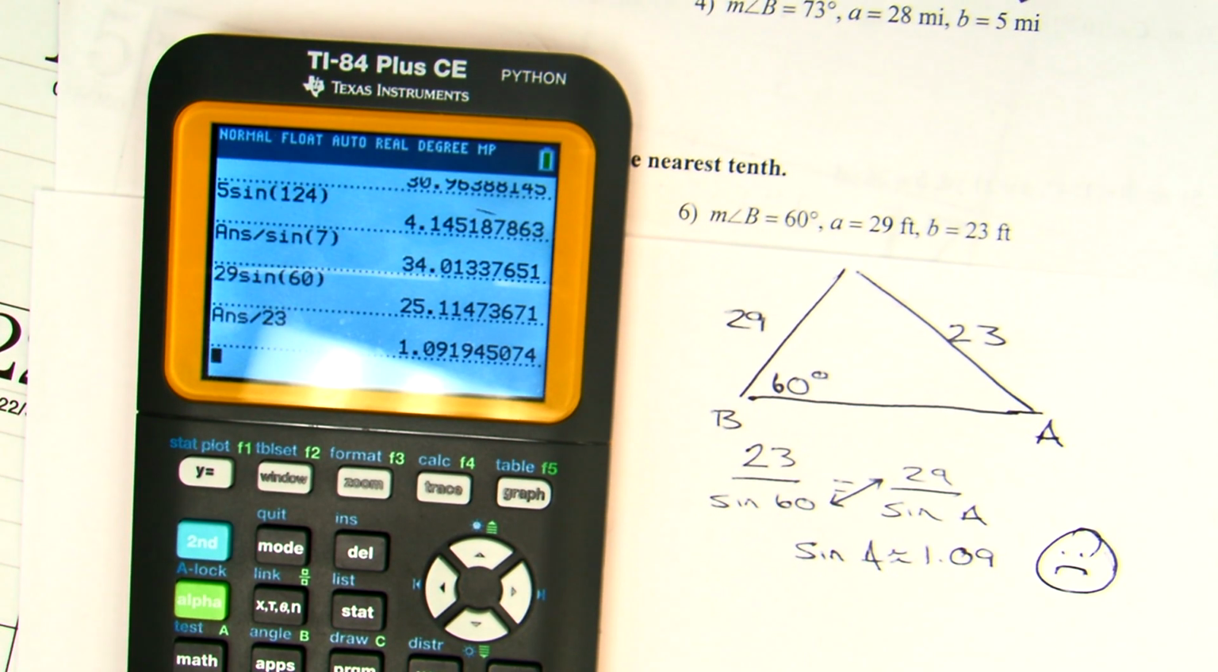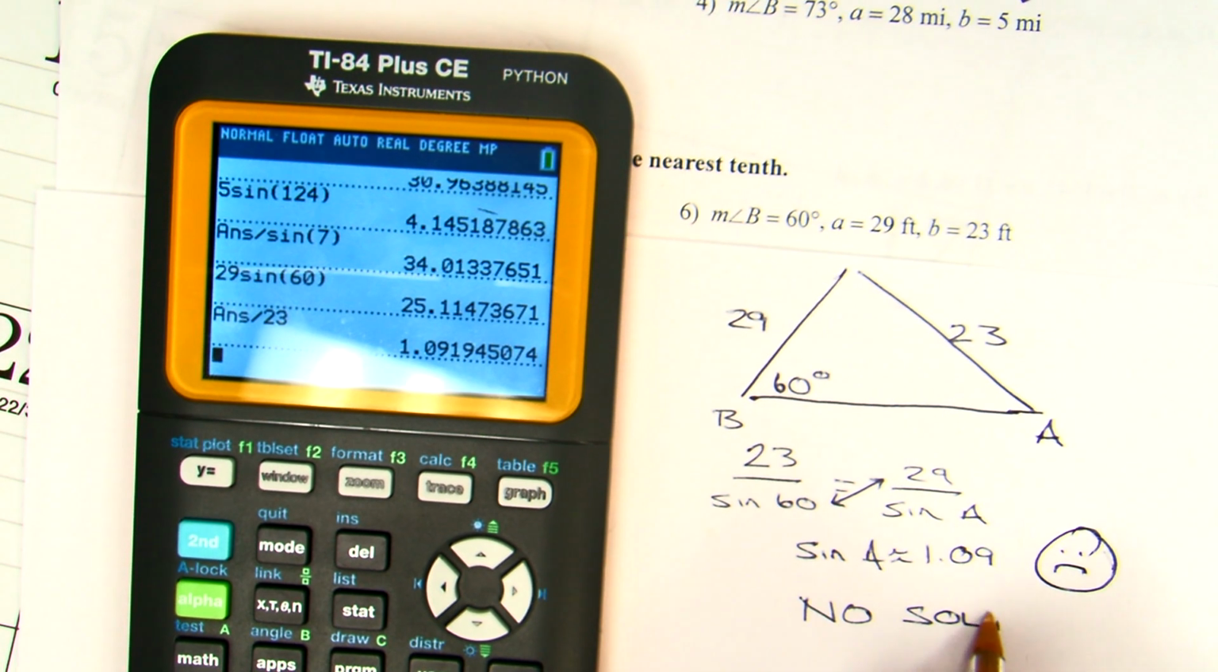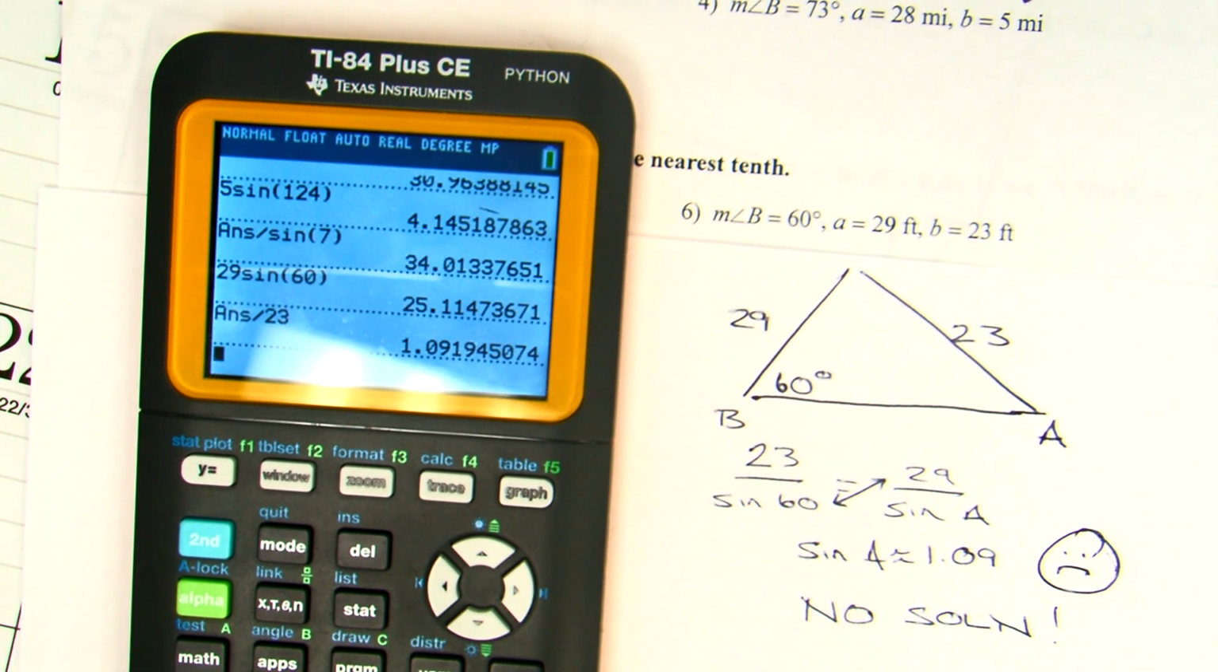Can sine be greater than 1? Nope. There are no solutions. And you move on.